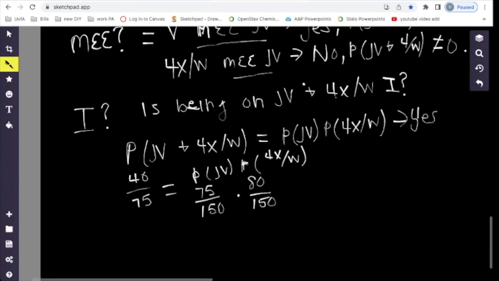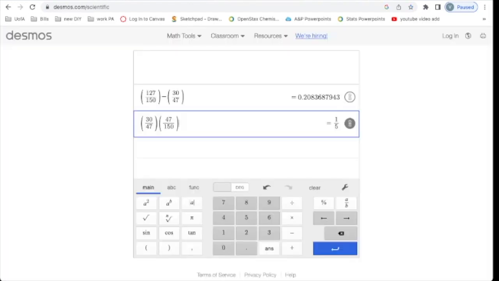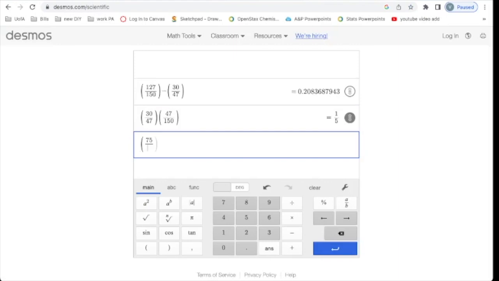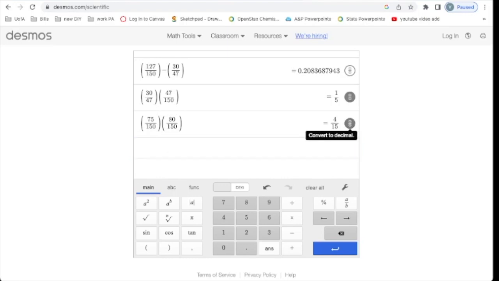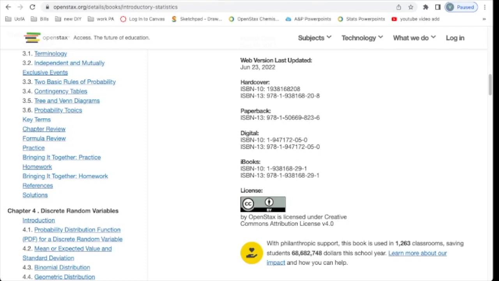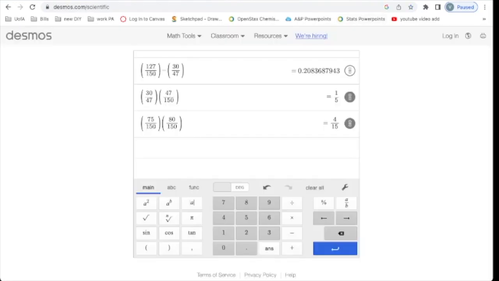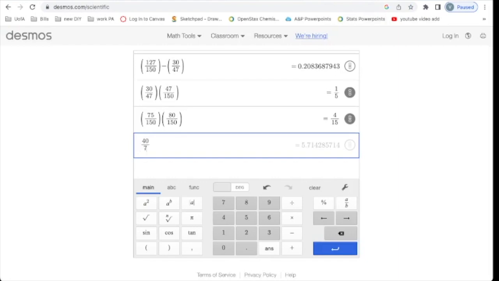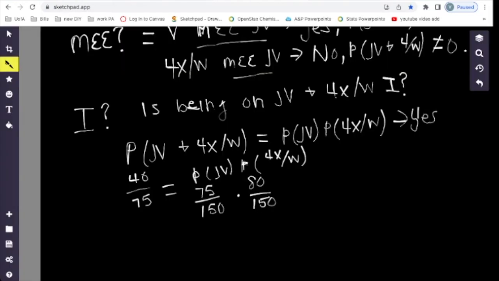Well, let's do the math. 75 out of 150 times 80 out of 150 gives us 4/15. And let's see if it's equal to our 40 out of 75. No, these numbers are not equal. 8 out of 15 is not equal to 4 out of 15, so therefore we can say these two events are not independent.